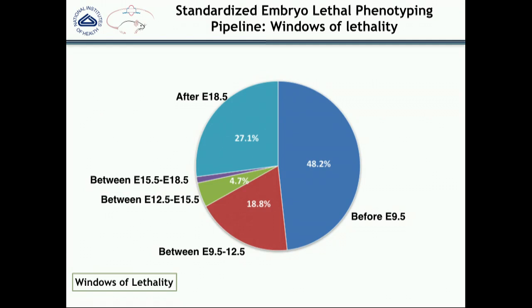The second largest class, of course, is those that perish after 18.5, and this is a really interesting class, we think, and the subviables fall into this category as well. Most of them survive until 18.5 and die sometime after birth. And the other classes you'll see represented there.